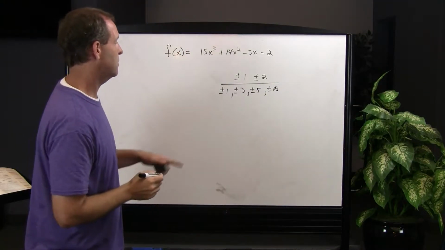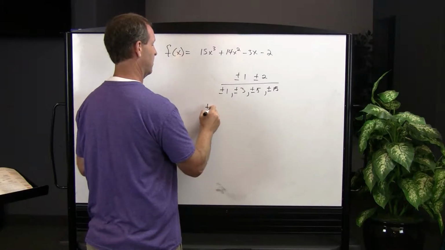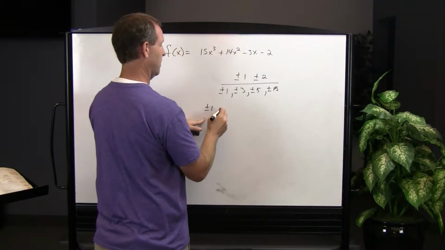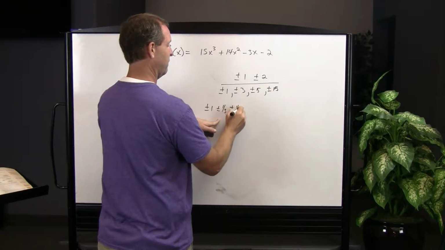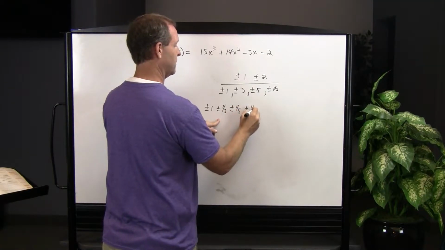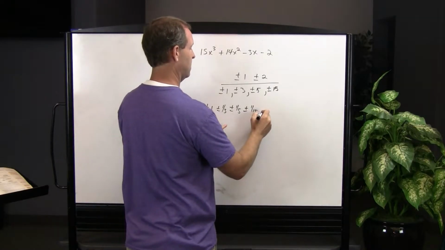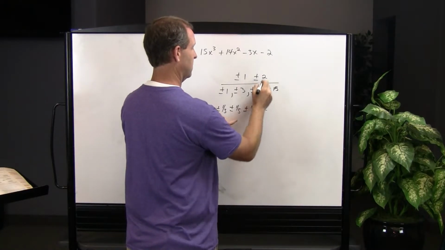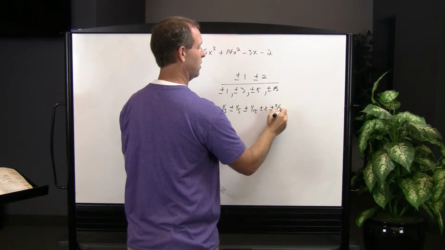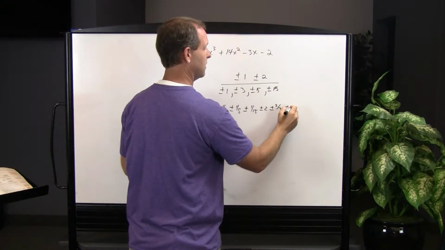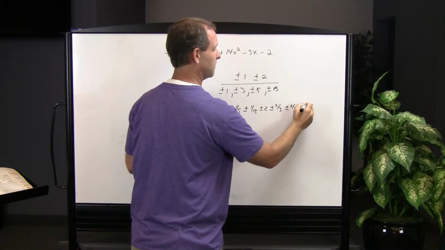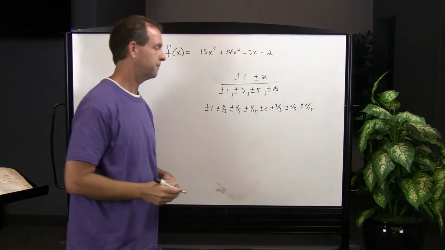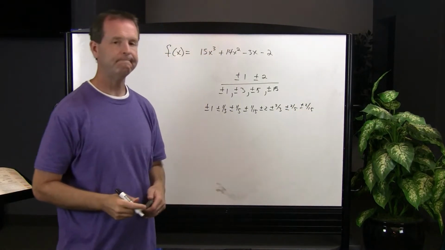And if we look at all those, we have plus or minus 1, plus or minus 1/3, plus or minus 1/5, plus or minus 1/15, plus or minus 2, plus or minus 2/3, plus or minus 2/5, plus or minus 2/15. So if there are some zeros here, this is the place to start looking.